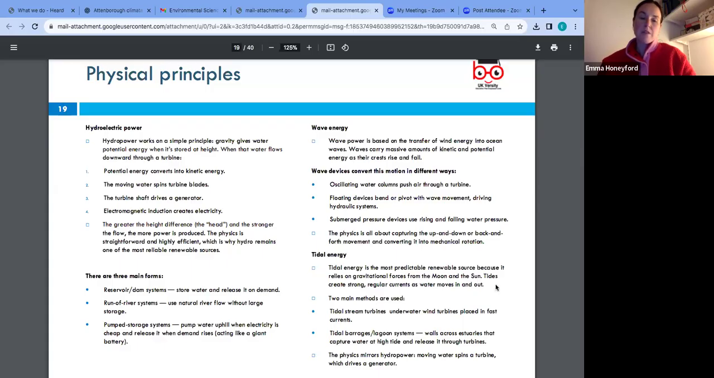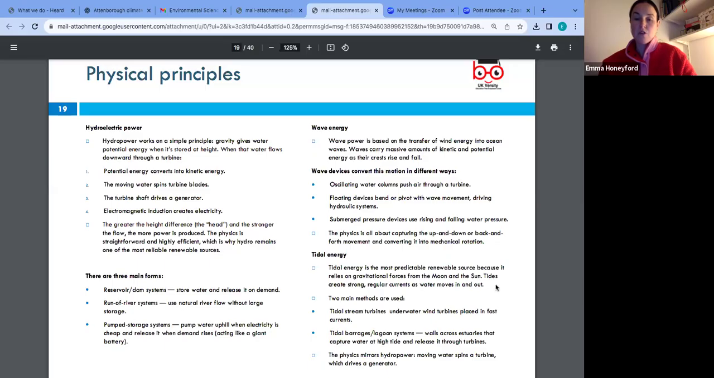So there are three main forms of hydroelectric power. So we have reservoir dam systems, which store water and release it on demand. And we've got run-of-river systems. So this is using natural river flow without large storage. And pumped storage systems, which pump water uphill when electricity is cheap, and release it when demand rises.